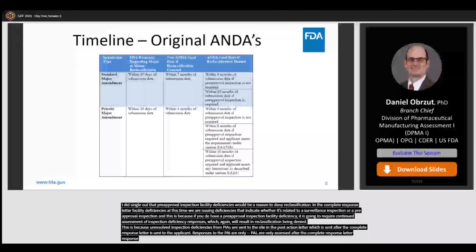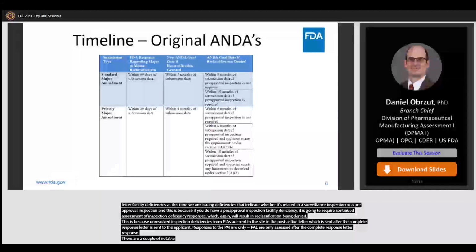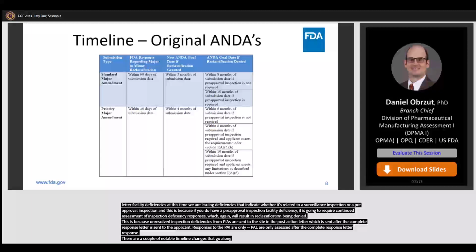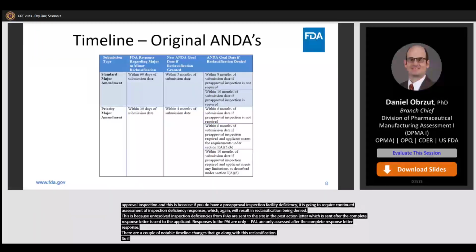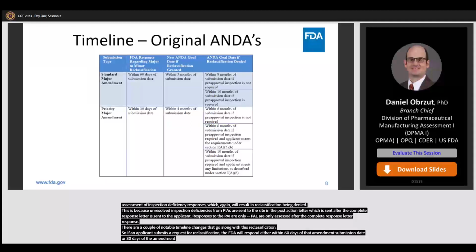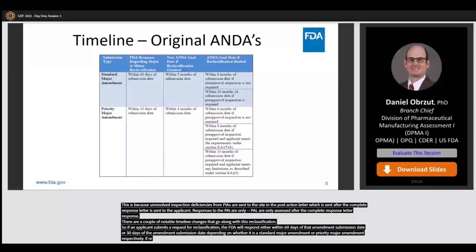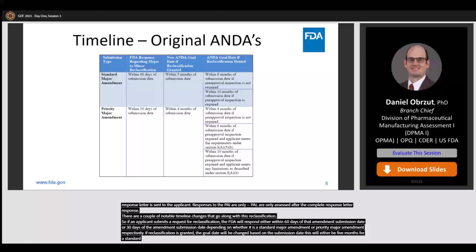There are a couple of notable timeline changes that go along with this reclassification. If an applicant submits a request for reclassification, the FDA will respond either within 60 days of that amendment submission date or 30 days of the amendment submission date, depending on whether it is a standard major amendment or priority major amendment, respectively. If reclassification is granted, the goal date will be changed based on the submission date. This will either be 5 months for a standard major amendment or 4 months for a priority major amendment.